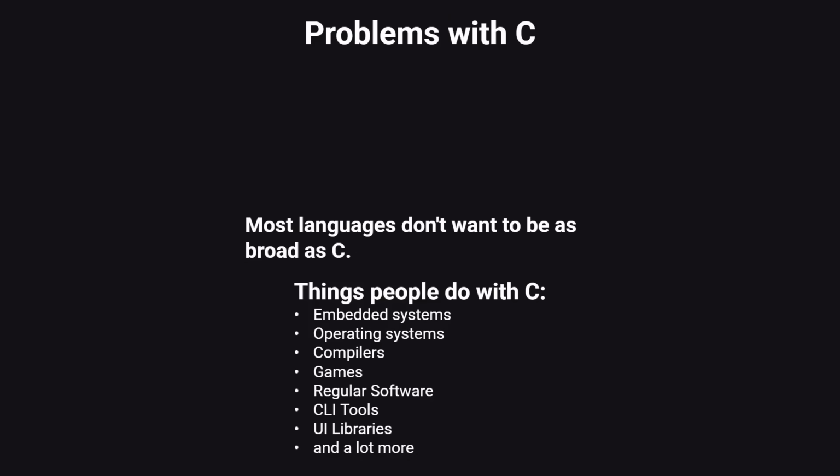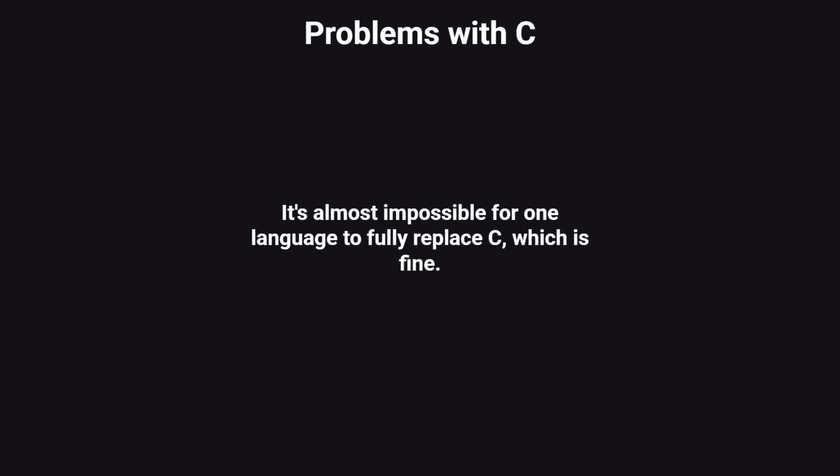Any language that wants to be fast, minimal, and efficient without making concessions for niche architectures and random limitations needs to have a narrower scope than C. This makes it almost impossible for any one language to fully replace C, and that's probably fine. Different people have different problems with C. It's just the common denominator of all programming paradigms.